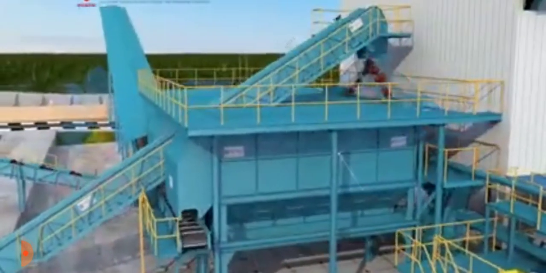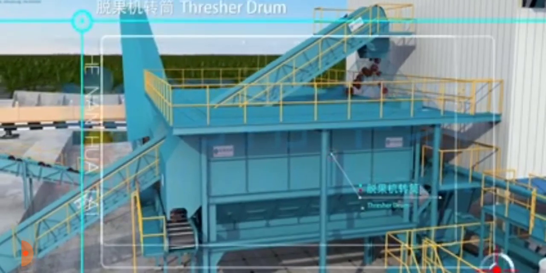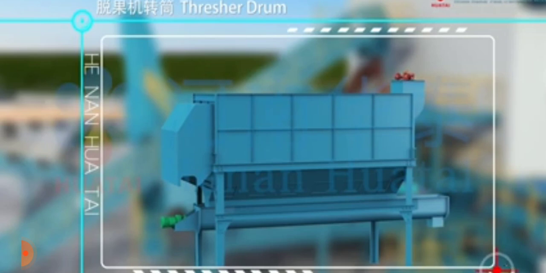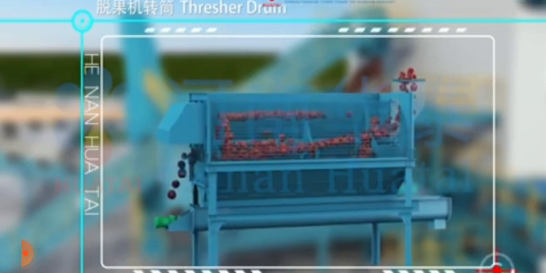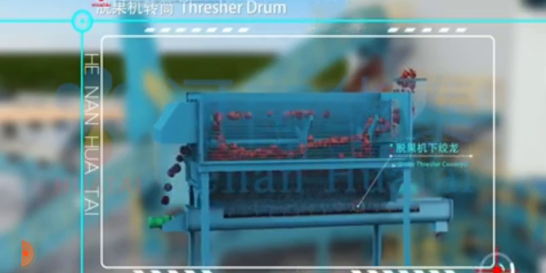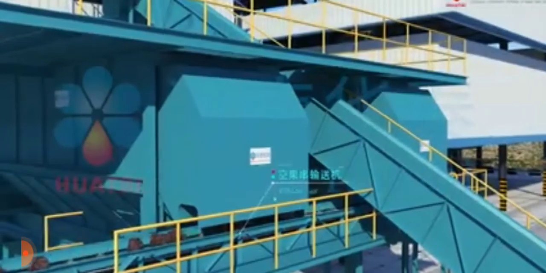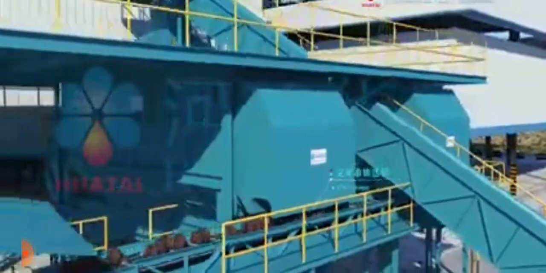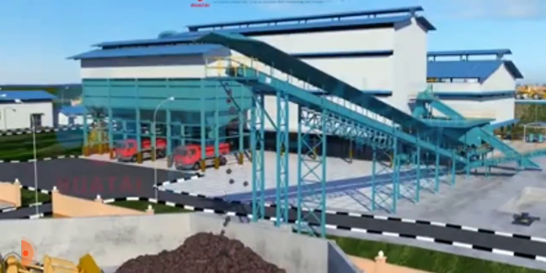They are conveyed to the thresher drum. Fruit bunches rotate with the thresher drum through beating and falling. Fruits fall from the bunches to under the thresher conveyor. Empty fruit bunches are discharged from the other side of the thresher drum and conveyed to the EFB area by the EFB conveyor.